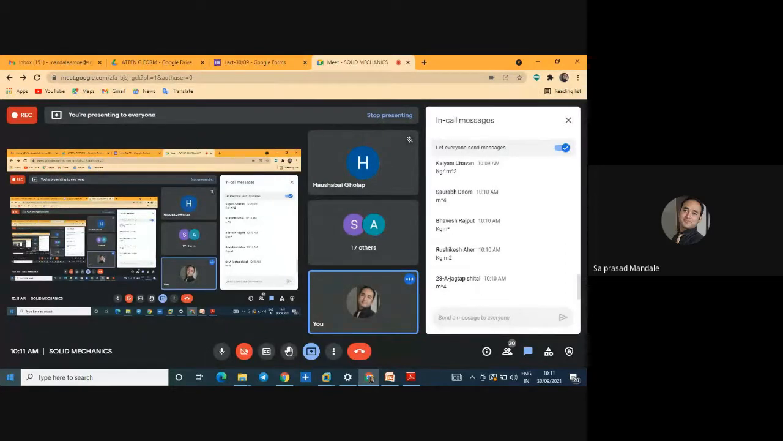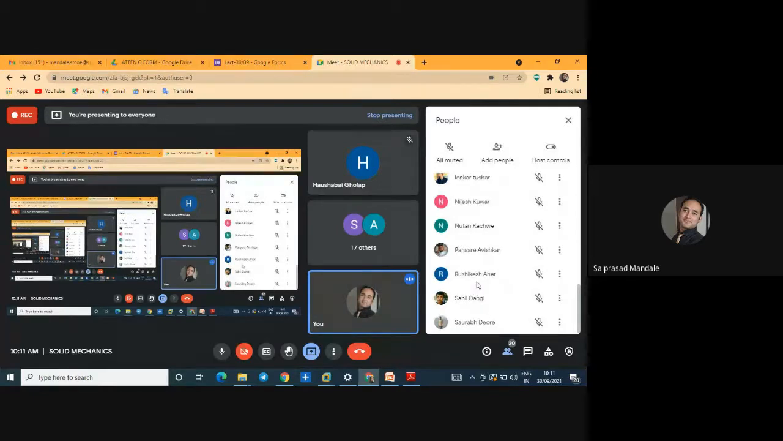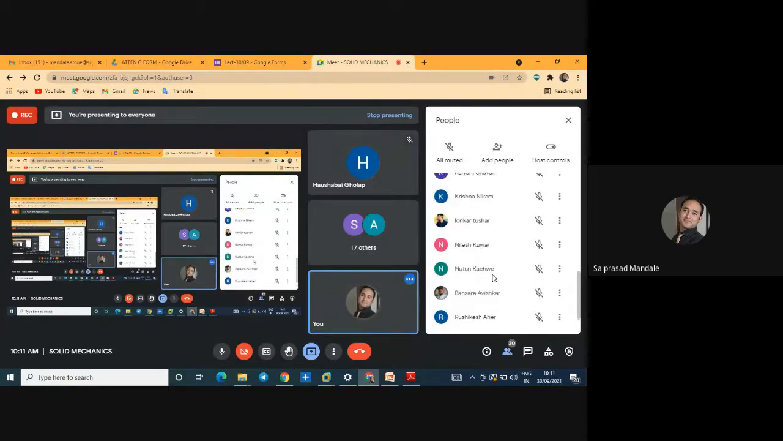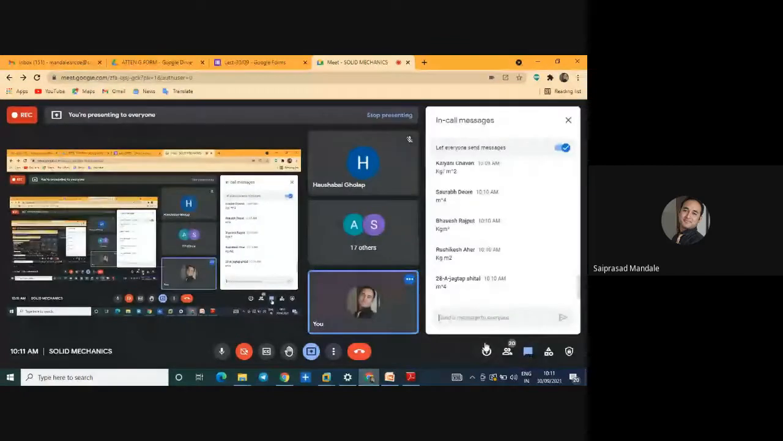Shall I take a name? I guess I have to take a name. Rushikesh Shahid. Answer, Avishkar. Newton Khatri. Nilesh Kuwar. Lolkar. Ushna Nikam. Golak, you tell. Simple question. What is the unit of bending stress?